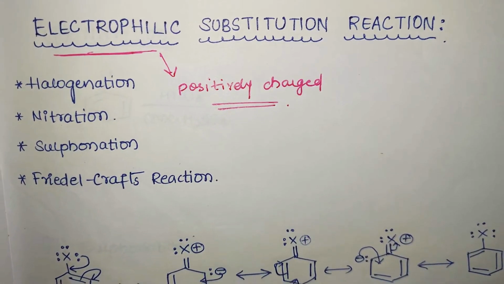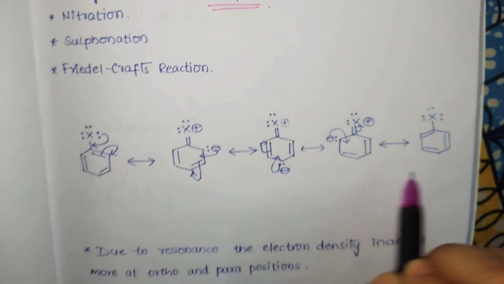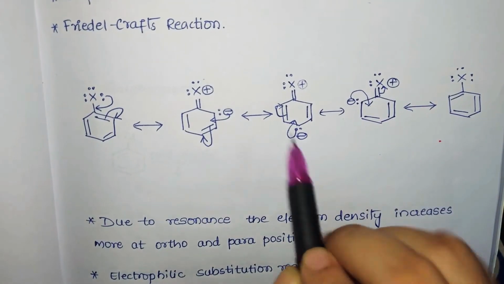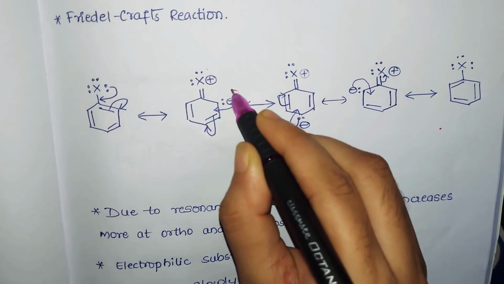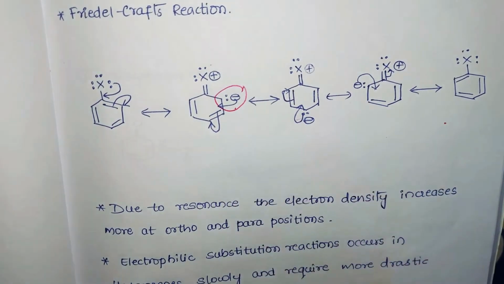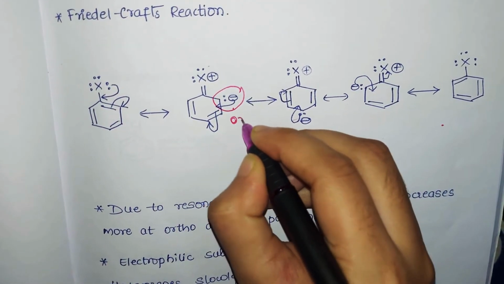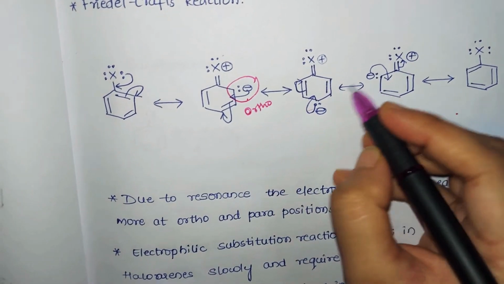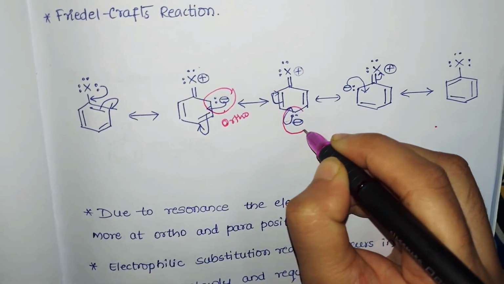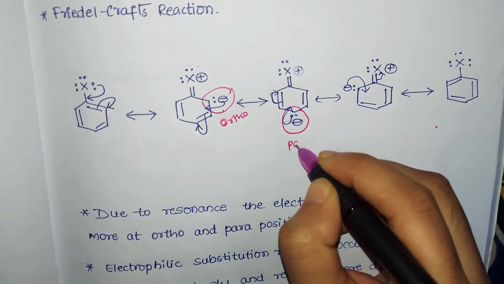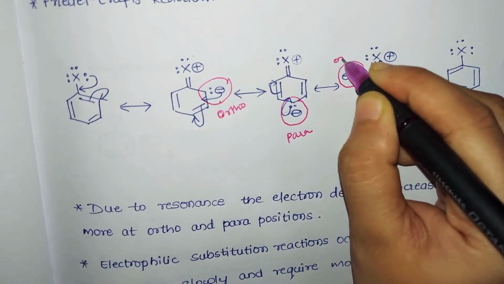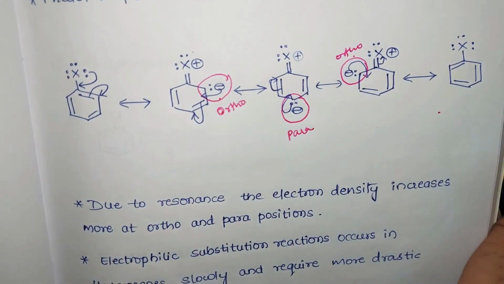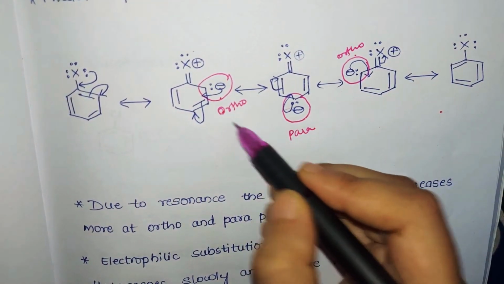Now the electrophile will attack which position of the aryl halide? To know that, we need to know the resonating structures. This is what I have already written. I hope by now it is clear to you how to write the resonating structure. You can see that in the resonating structure, electron density is greater on which positions? One on ortho, the next on para, and the third again on ortho. That means electrons are greater at the ortho and para positions.